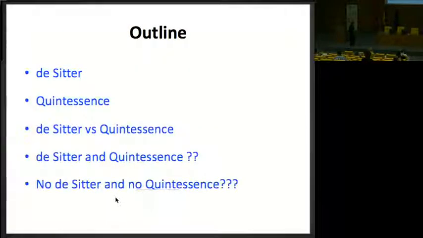The outline is more or less as follows. I will describe a little bit de Sitter, although several people have mentioned it already. Then quintessence, then de Sitter versus quintessence, then de Sitter and quintessence, and then not de Sitter and non-quintessence. This one I will say very little about, just to give you the info. And de Sitter and quintessence shows that I am a diplomat.